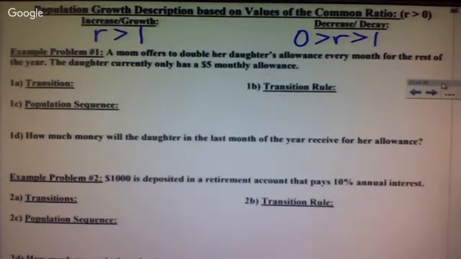Problem number 1 says, a mom offers to double her daughter's allowance every month for the rest of the year. The daughter currently only has a $5 monthly allowance.